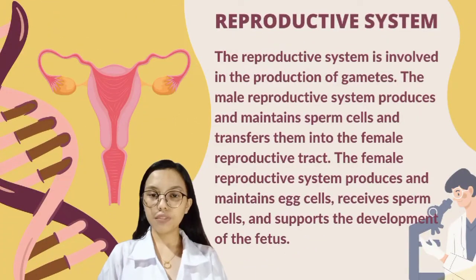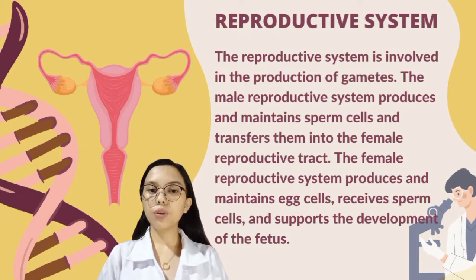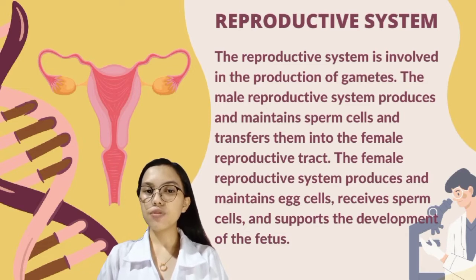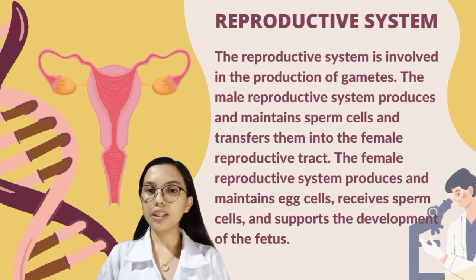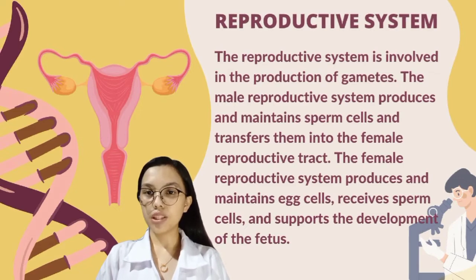Fifth is the reproductive system. It is involved in the production of gametes. The male reproductive system produces and maintains sperm cells and transfers them into the female reproductive duct. The female reproductive system produces and maintains egg cells, receives a sperm cell, and supports the development of the fetus.